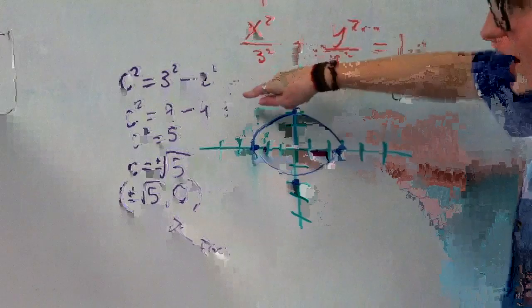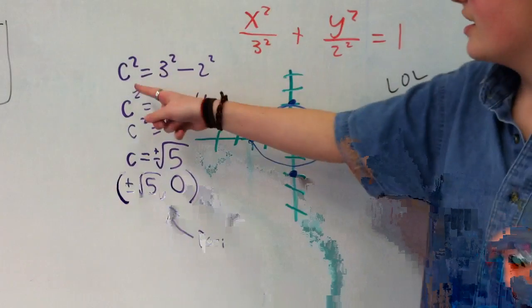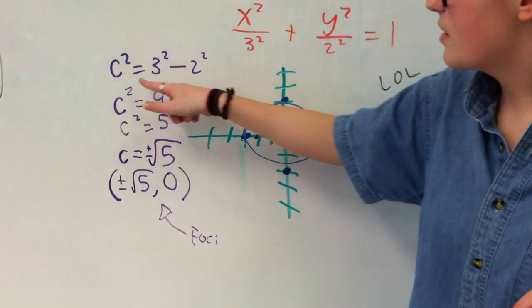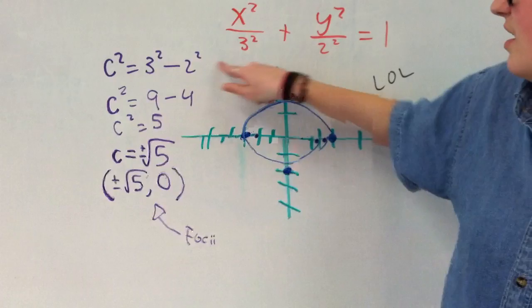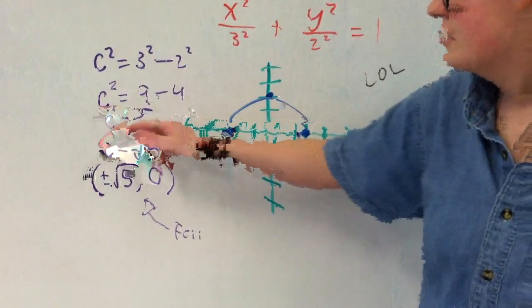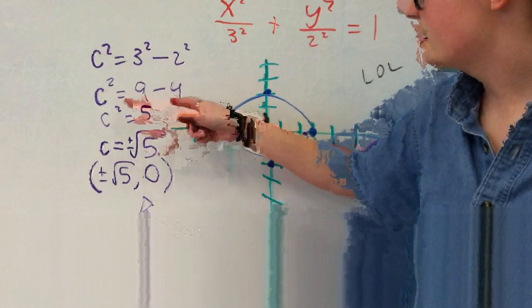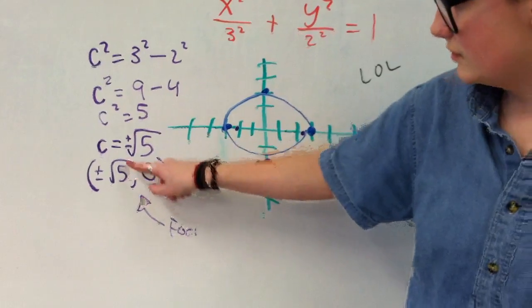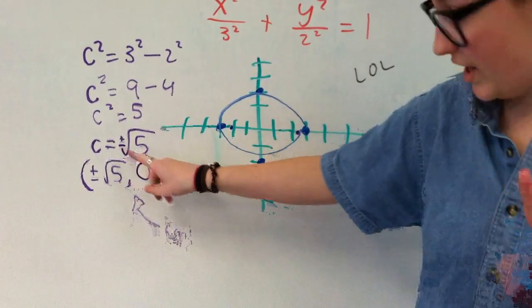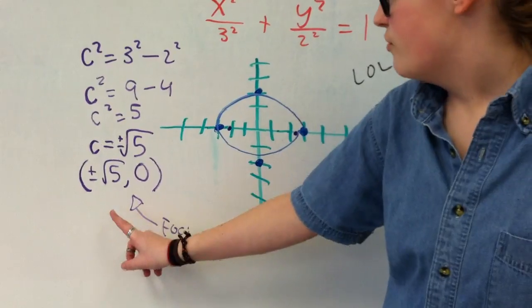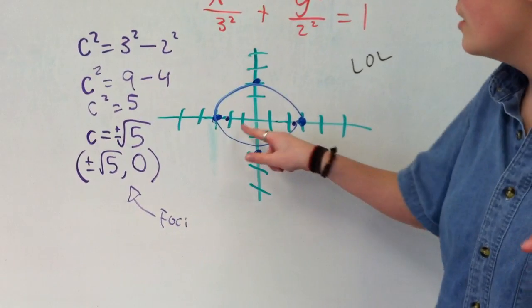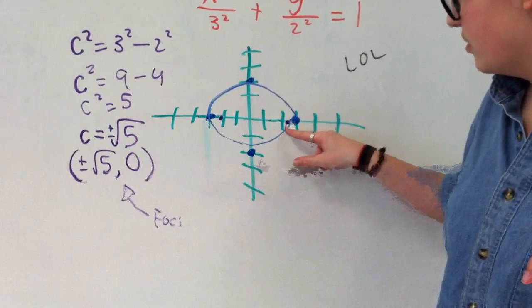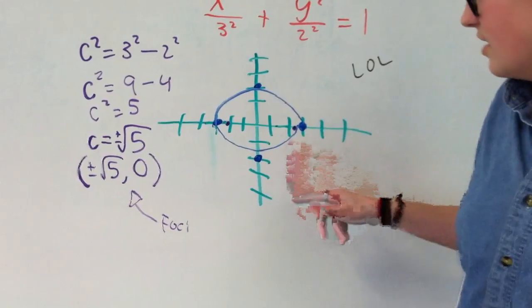And then to find your foci, you put in the numbers that you have into c squared equals a squared minus b squared. So c squared equals 9 minus 4, so c squared equals 5, and you take the square root of that, plus or minus, and so your foci are plus or minus the square root of 5, comma 0. It's more than 2, so you plug those in there, and then you've done it.